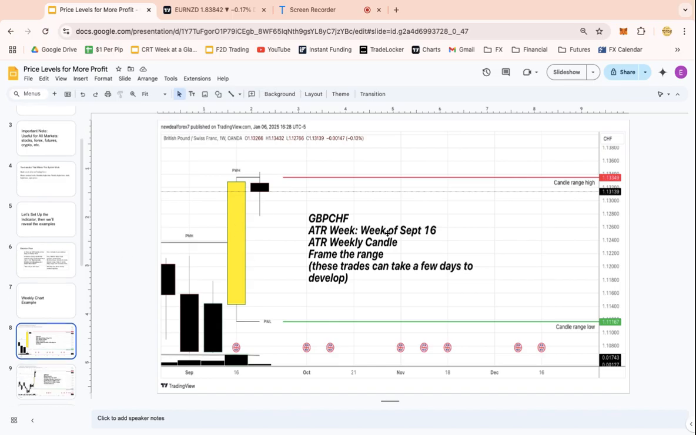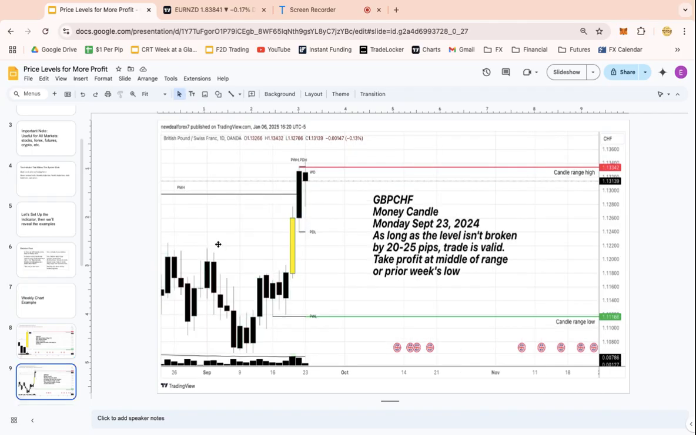All right. So this was September 16th of 2024. If you want to look at it, ATR weekly range. So we frame our range. Okay, mark level is going to keep those prior week high and low there as long as the current week is still active. The money candle comes on the daily chart.